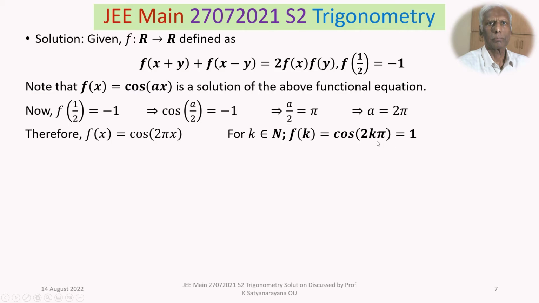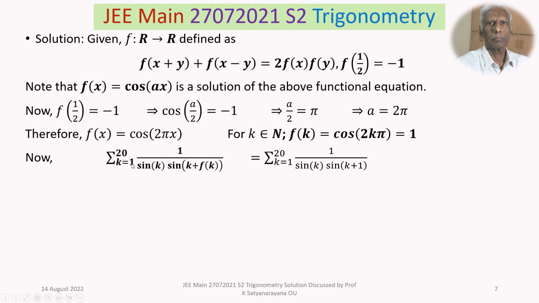So, cos of 2kπ is 1 for any natural number k belongs to N. Now, sigma k equals 1 to 20. That means k is a natural number, varying from 1 to 20, of 1 by sin k into sin of k plus f of k. So for k running 1 to 20, k a natural number, what will be f of k? f of k is 1. So this will be 1 by sin k into sin of k plus 1, because f of k is 1.